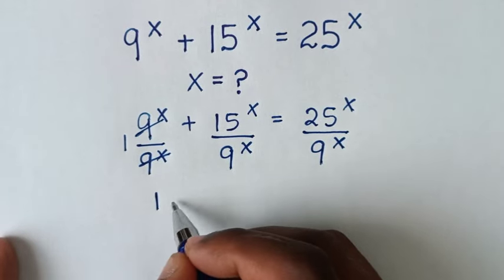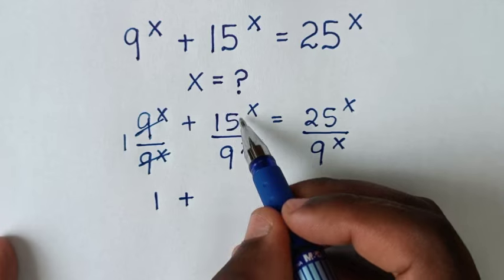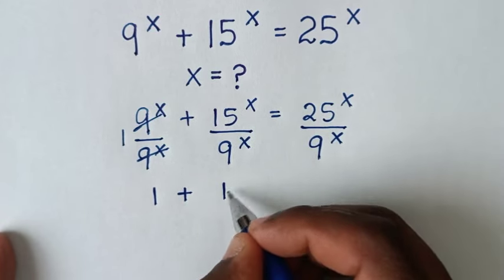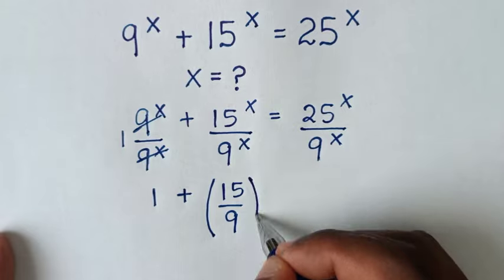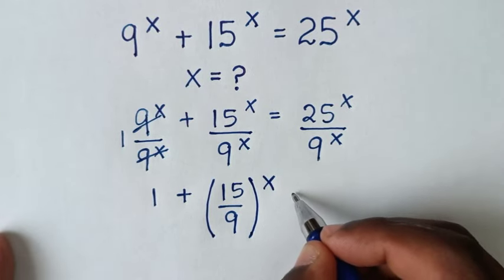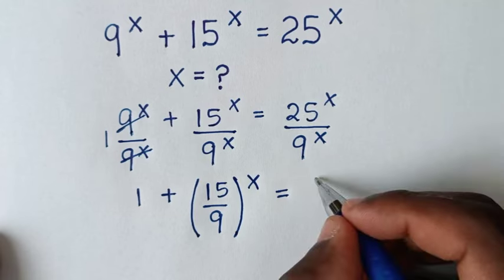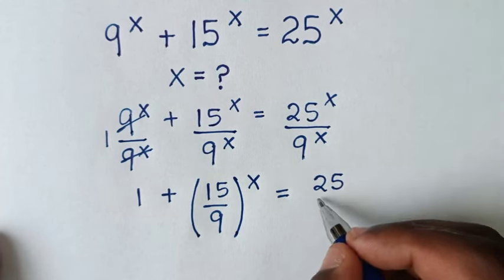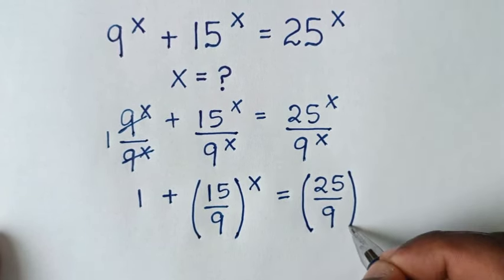So it will be 1, then plus, here the power of x is common, so it will be this over this, which is (15/9)^x, is equal to, here also the power of x is common, so it will be (25/9)^x.